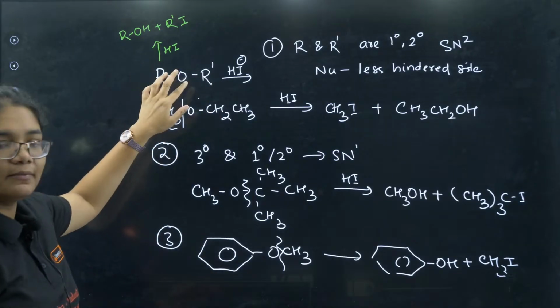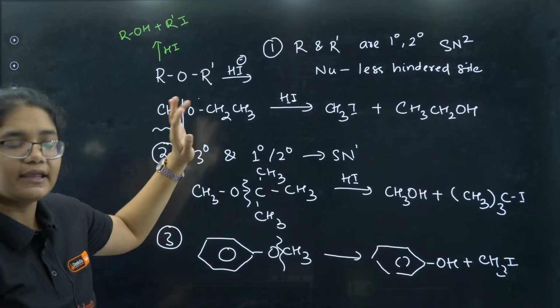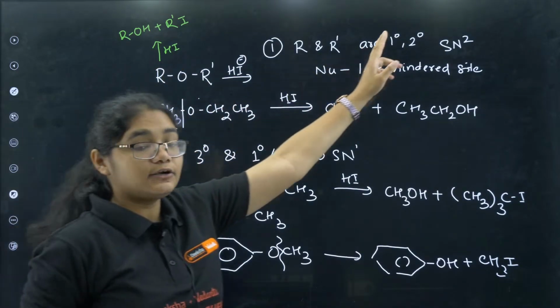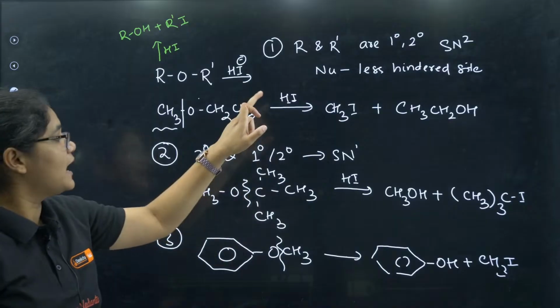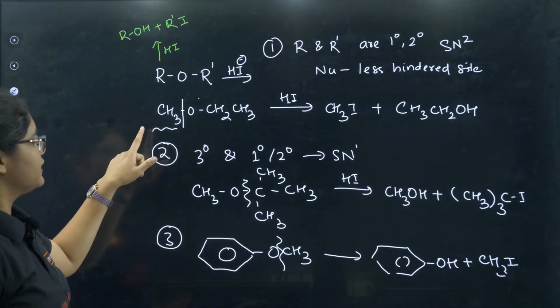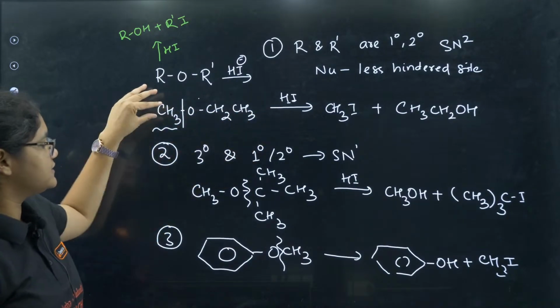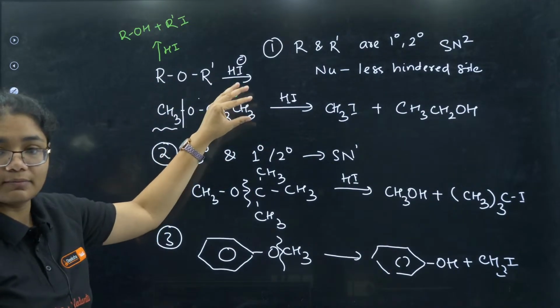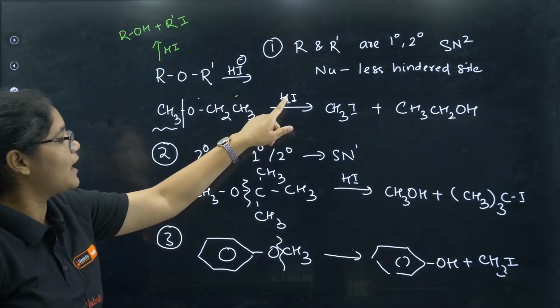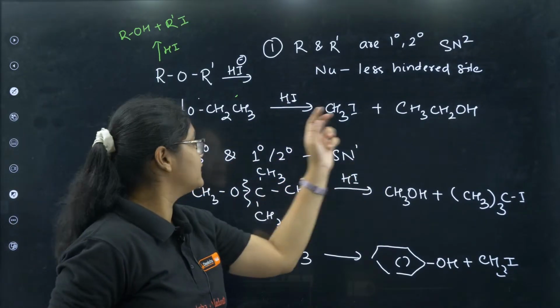If both are primary or both are secondary, or one is primary and one is secondary, in all those cases the SN2 mechanism is followed and the I minus will go to the carbon where there is less steric hindrance. For example, this is primary, this is also primary. So I minus, you can see here only one carbon, here two carbons, more bulkiness is there, right? So I minus will go to the less bulky side and I will get CH3I.